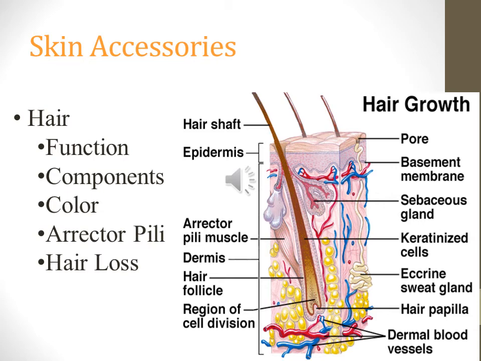We have a number of components. You can see the shaft that extends above the epidermis. That's your visible, dead, flexible strands produced by a follicle.